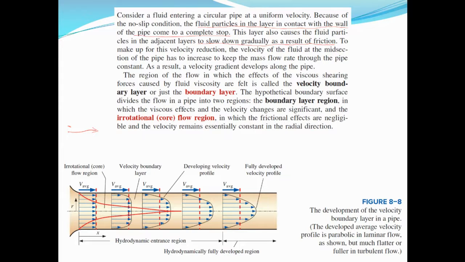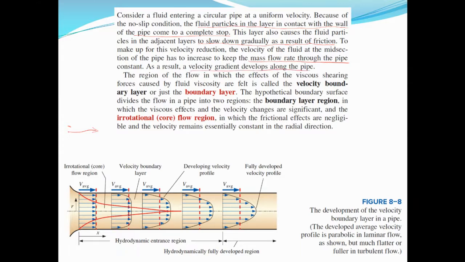Okay, and to make up for the velocity reduction, the velocity of the flow in the midsection of the pipe has to increase to keep the mass flow rate throughout the pipe constant. Because there is no accumulation, the mass flow rate is constant. Inflow is equal to outflow. And that is why the velocity gradient develops along the pipe.